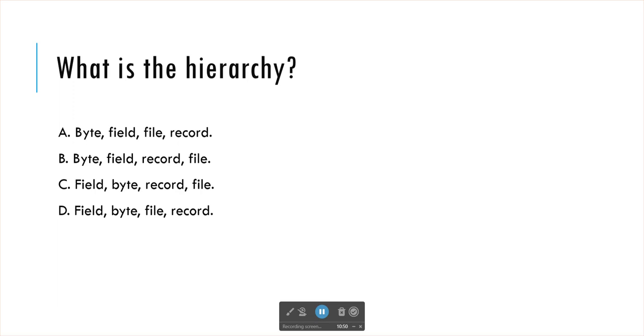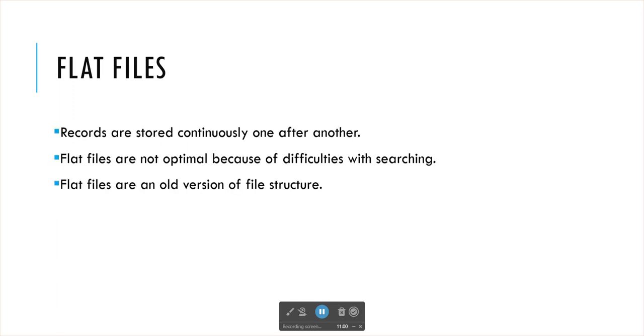So the bytes are the ones that really make up those, one up from the bits, and the records are those that are comprising the file. Now, flat files are stored continuously on top of each other. If you want to think of these records as pieces of paper, you would have pieces of paper on top of each other.